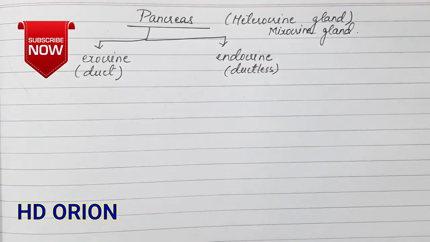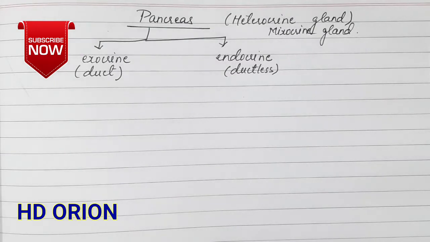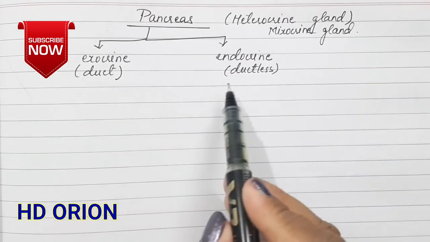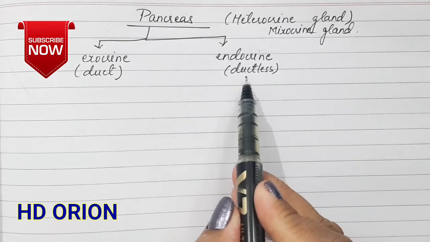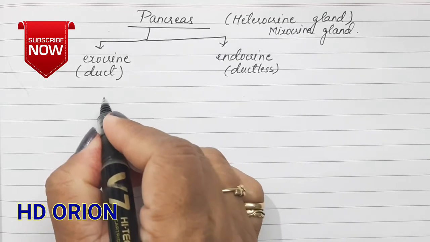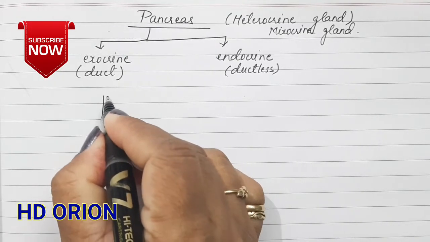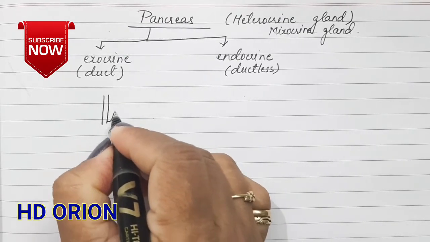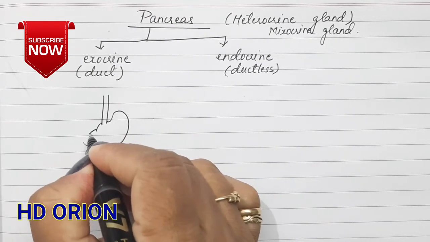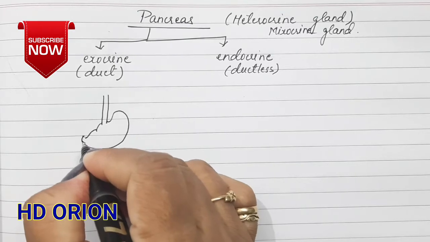Right now we are studying it under digestive system and therefore we are going to see more about the exocrine part. However, we are also going to deal with the endocrine part. First, let us see the location of the pancreas. This is the esophagus and the stomach. Although this is not much related, to tell the location, I have to draw these structures.